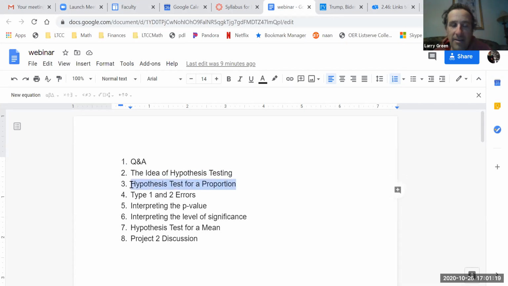So we'll talk about what is a hypothesis test for a proportion. I'll get into type 1 and type 2 errors. And then we'll interpret the p-value. And then we'll interpret the level of significance. Then we'll talk about the hypothesis test for a mean. And that's kind of a big thing this quarter, that there's means and there's proportions. Those are the two biggies. And most of the class is on one of those two things. And then I'll spend a little time talking about the project. I'm not going to get into everything about it because we don't have quite the material yet, but we can start thinking about it. So that is our plan.